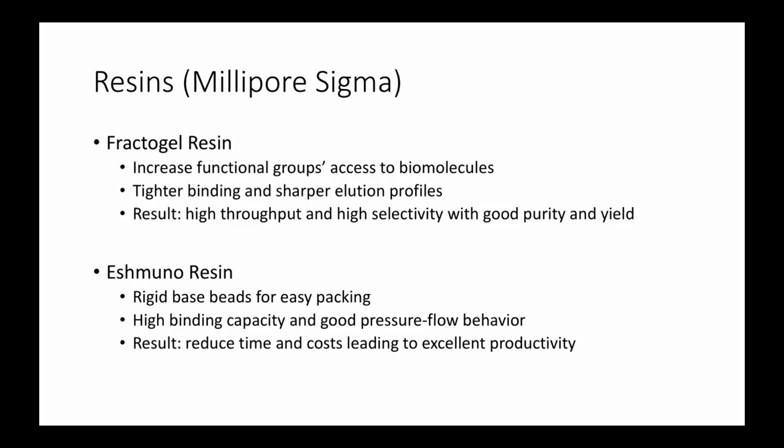When you compare that to the Eshmuno resin, it has rigid base beads that are used for easy packing for the mobile phase into the stationary phase. This allows for a high binding capacity and a good pressure flow behavior. So this one typically allows for a faster flow rate. It's much more time efficient and cost efficient when it's compared to the fractogel, but it's not going to provide as high of a resolution. So it's just depending on what you're looking for when you run a certain experiment.